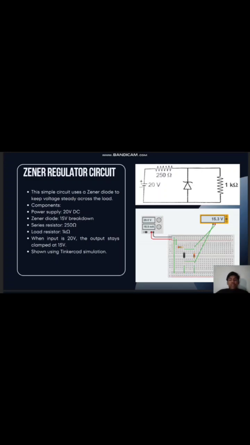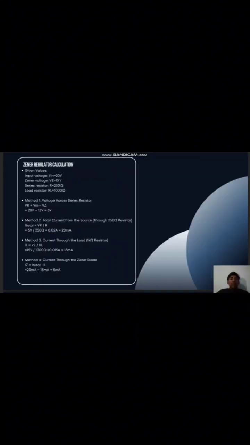When the input is 20 volts, the Zener diode conducts in reverse once the voltage reaches the breakdown value of 15 volts, keeping the voltage across the load clamped at 15 volts. The extra 5 volts is dropped across the series resistor, which limits current and protects the diode.